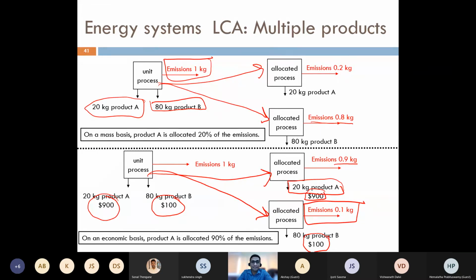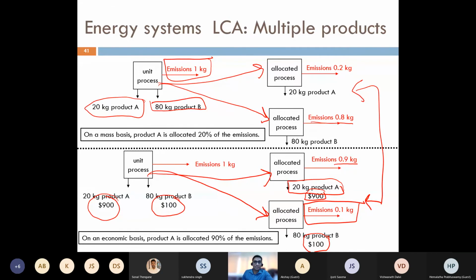How do you allocate the emissions? If you consider these two things, both are good, both are fine, both are right in their own spheres. But if you see the emissions, it's just reversed. In the first allocation, there is hardly any emissions for product A, and all the emissions are going to product B. If I do my economic evaluation, all the emissions are going to product A, and B is appearing to be fairly green.